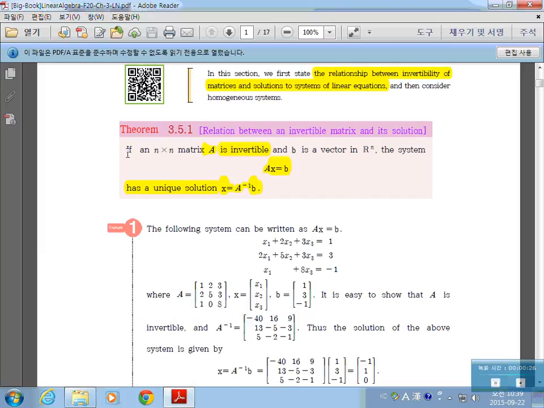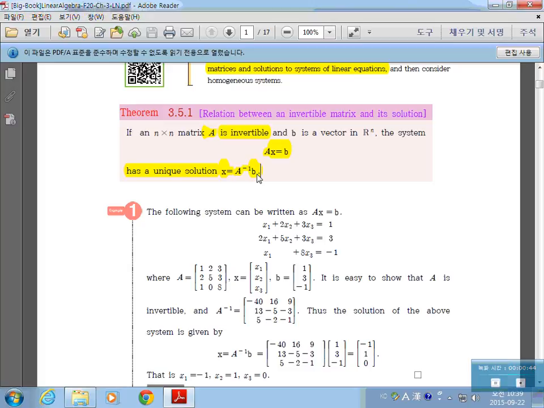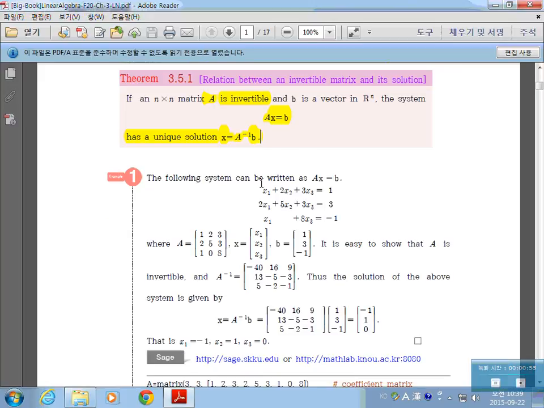First, if A is an n by n matrix which is invertible, and B is a vector in Rn, then the system Ax equals B has a unique solution, which is A inverse times the vector B. All you have to do is multiply A inverse on both sides. Then you will have X left on the left-hand side, and the right-hand side should be A inverse times B.